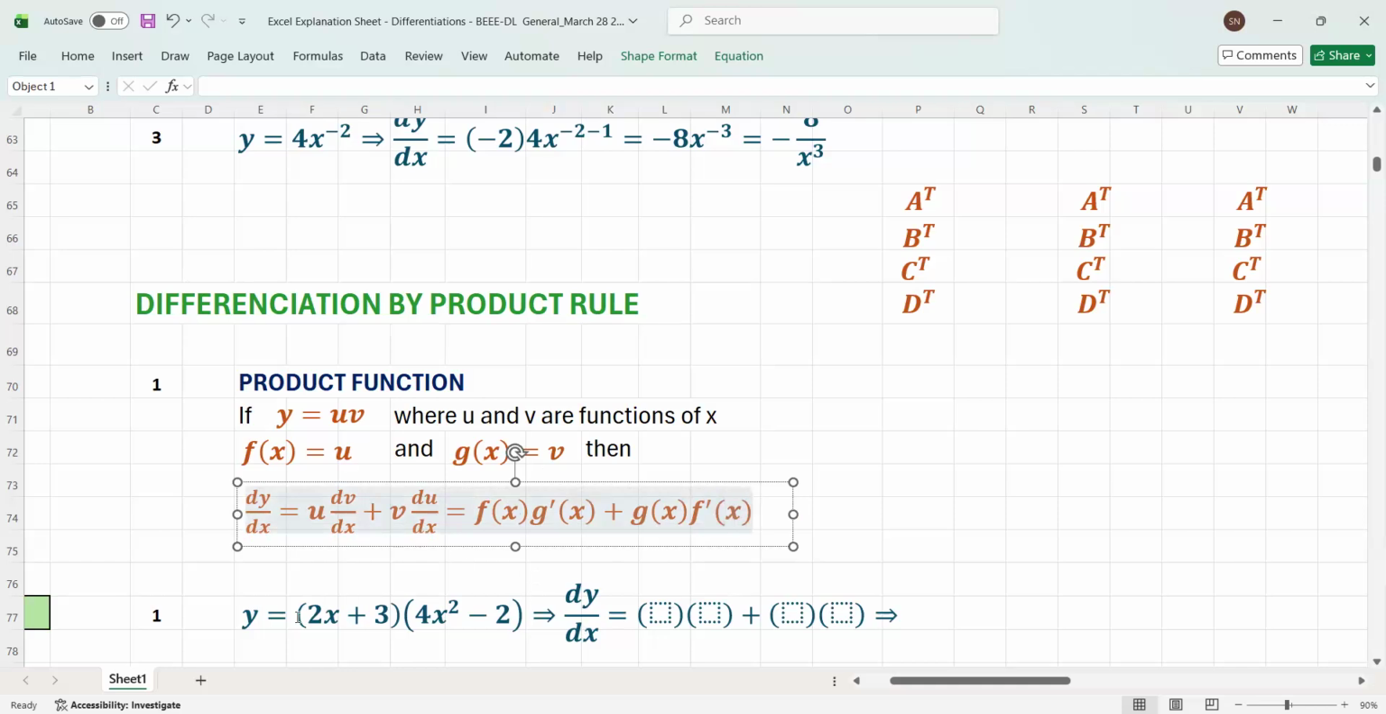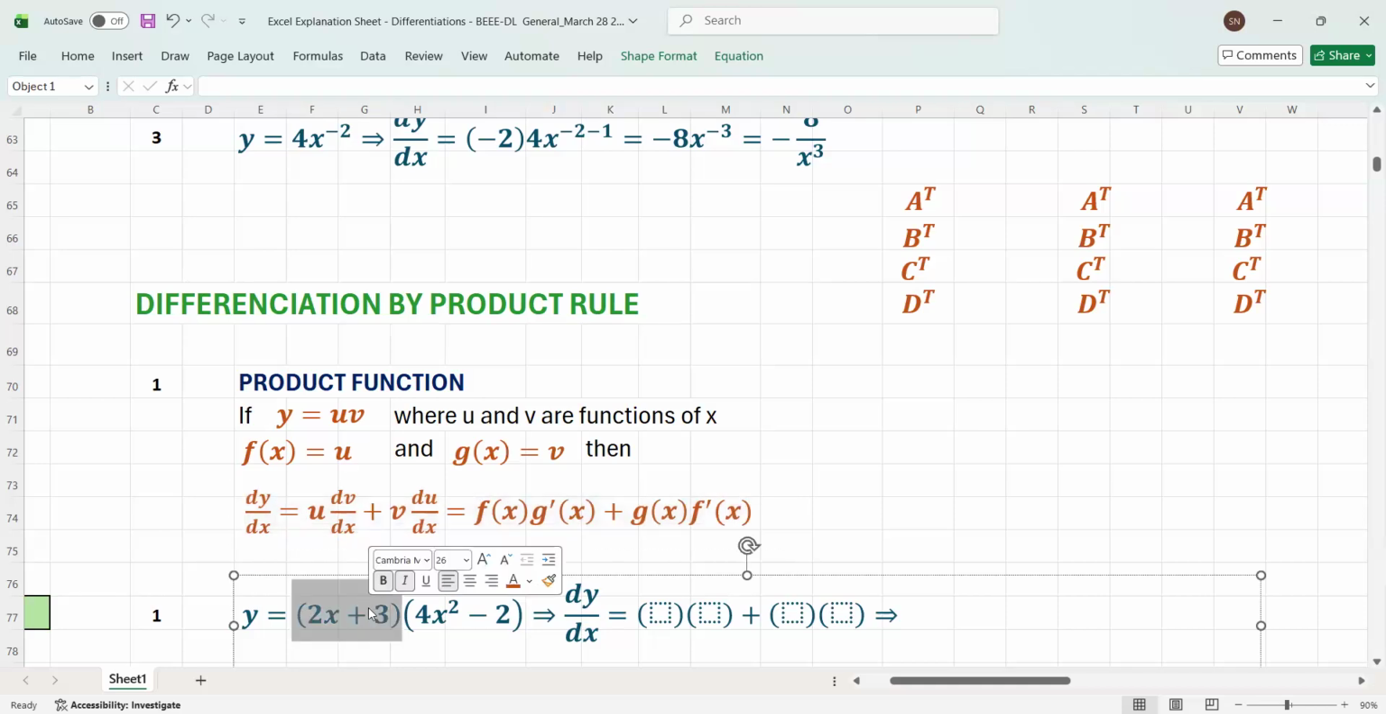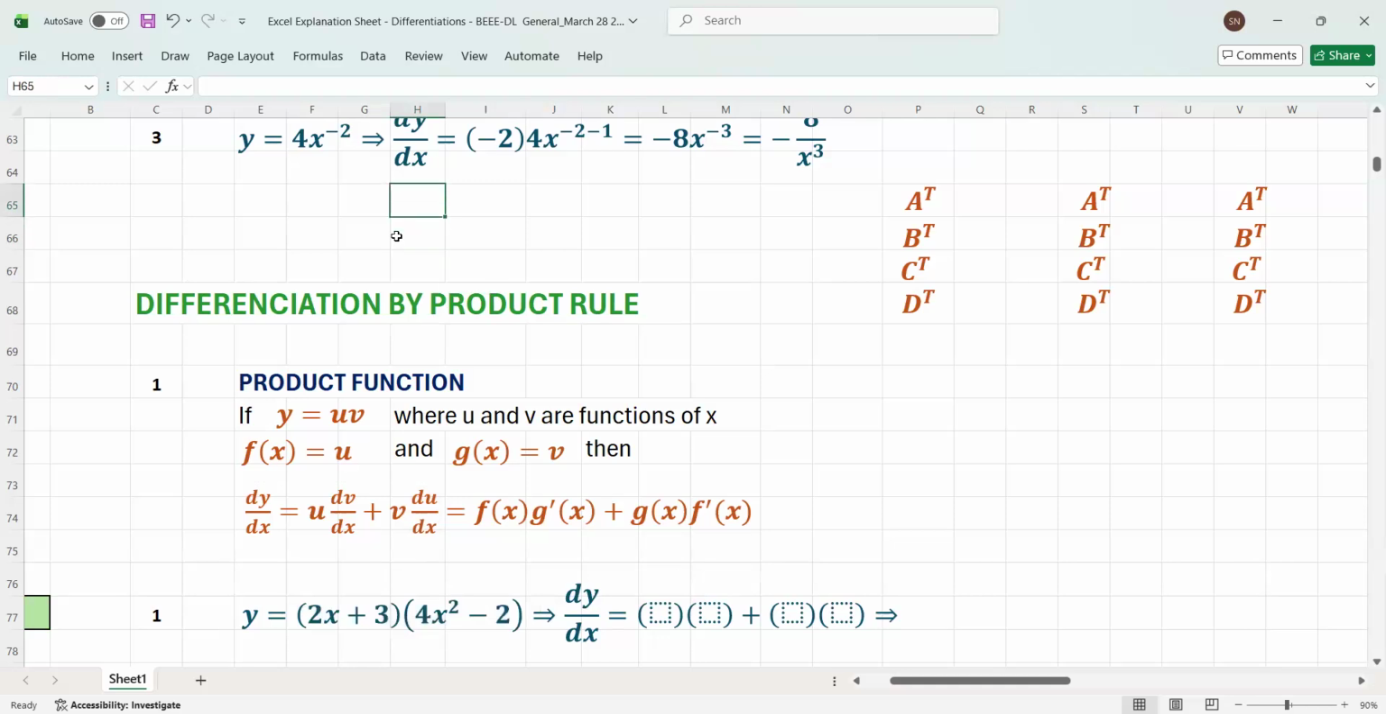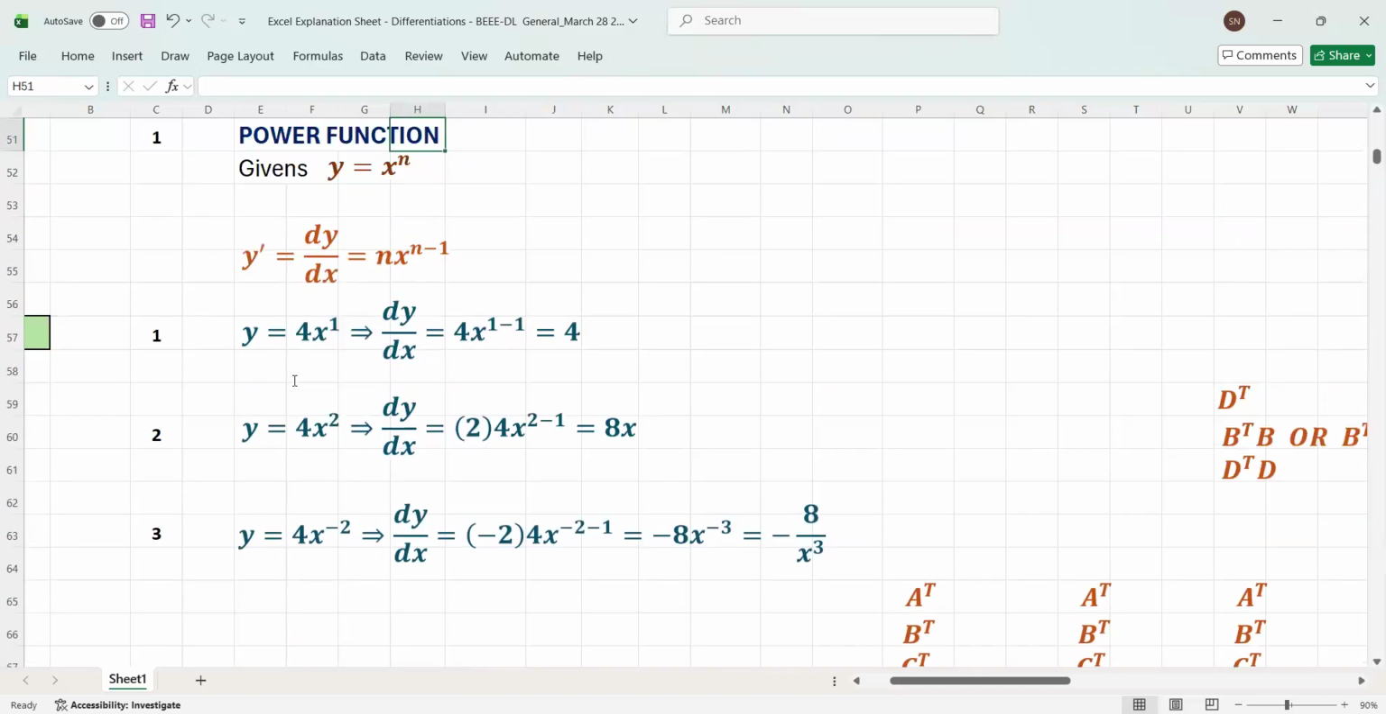So let's look at an example. These are my u and v. My first function is 2x plus 3. My second function is 4x squared minus 2. And then the question says, differentiate this function. Now, somebody will want to go to what we call the old school method, which would have been to expand this. It will give you a polynomial to the power 3, so that your function will be in terms of the power rule. Something to the power 3, something to the power 2, and then we use the power rule.